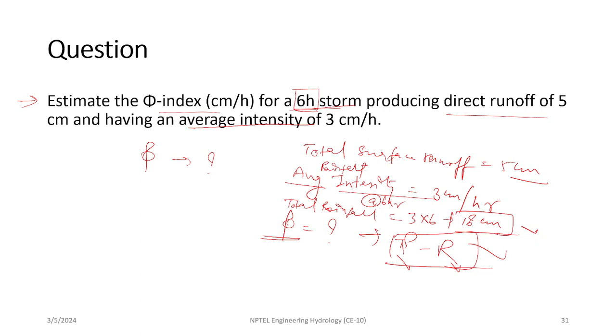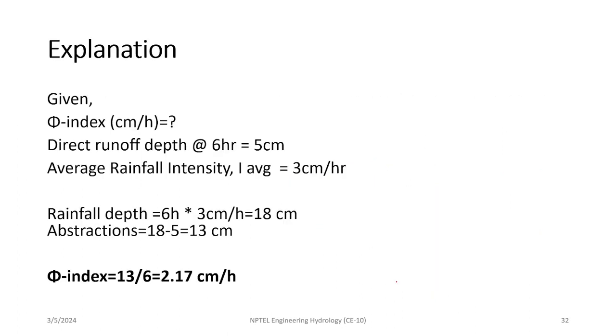So the total rainfall is with us. Now we also have an idea about total surface runoff. So 18 minus 5 gives 13. Yes, this is also my approach. So abstraction is 13 centimeter, right? But phi index is a rate, so it will be in centimeter per hour. So 13 centimeter will be divided by 6, the duration of rainfall. Exactly, ma'am. So we are getting the direct value of 2.17 centimeter per hour.